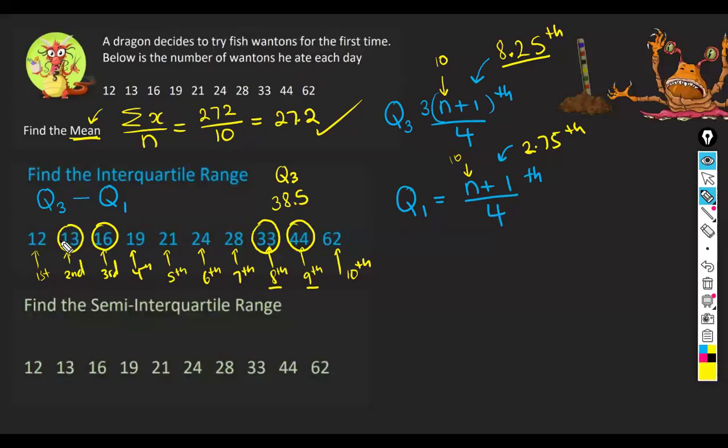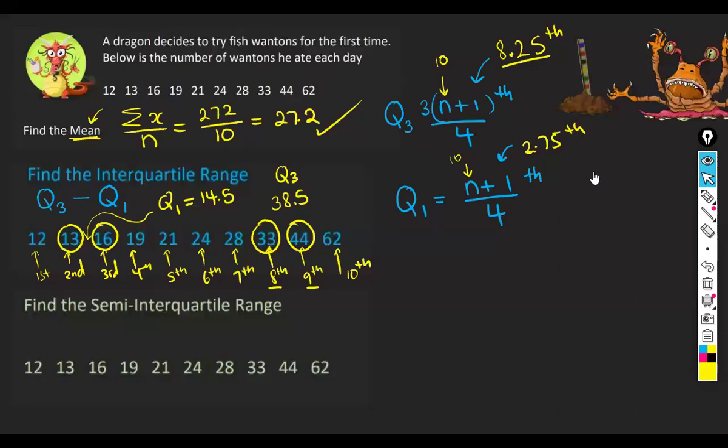Right. So the 2.75 number is in between second and third. So who is in second place? 13. And who is in third place? 16. Add 13 and 16 and divide it by 2. 13 plus 16 divided by 2. Q1 is 14.5. Anybody can agree with that?